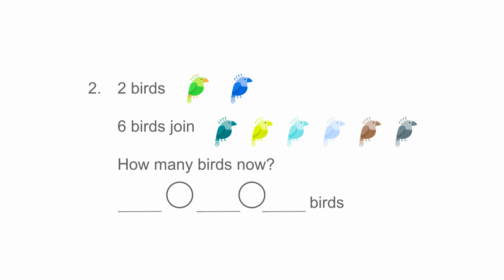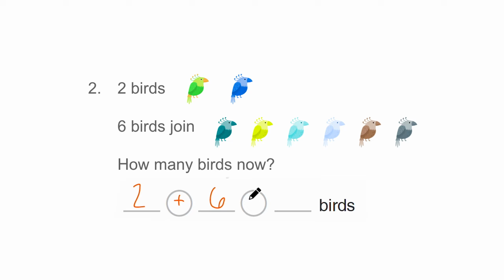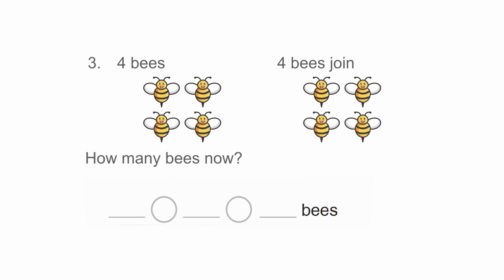You start with 2 birds, 6 birds join. So that would be starting with 2, adding on 6, and that is equal to 8. The student could count each bird. They could start at 2 and then go 3, 4, 5, 6, 7, 8. And some advanced thinking would be starting with the larger number of 6 birds and then counting on from there, 7, 8.